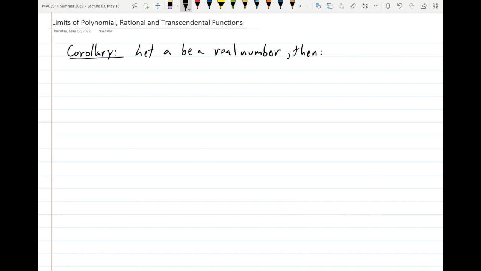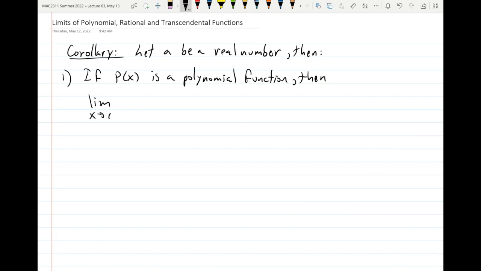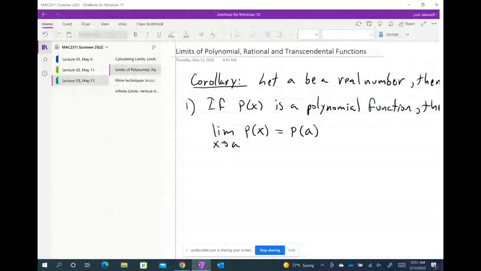Then we have the following. So number one, if p of x is a polynomial function, then when you find the limit, all you have to do is plug in. Then the limit as x approaches a of p of x is just the value of the function at a. It's p of a. Oh, by the way, let me make a remark here.